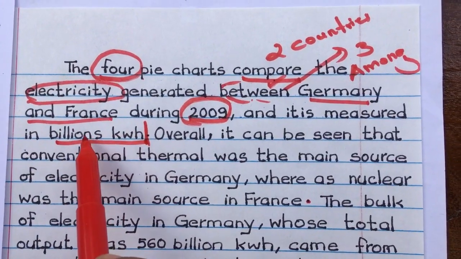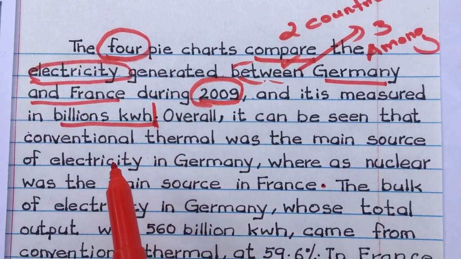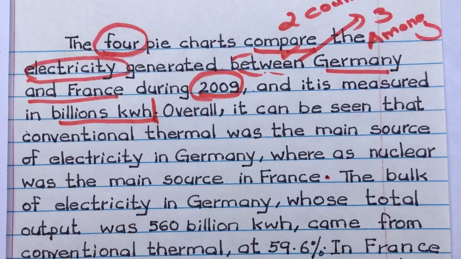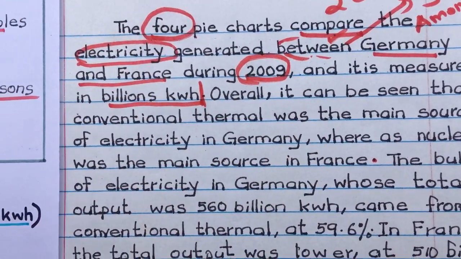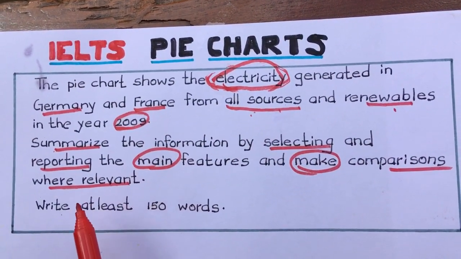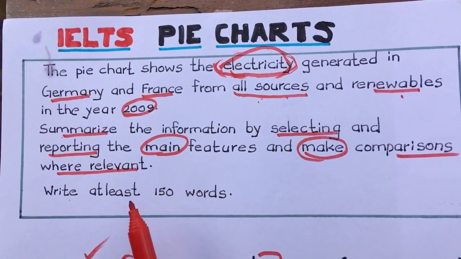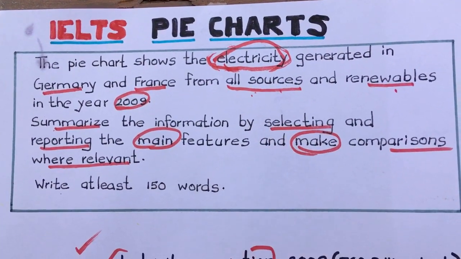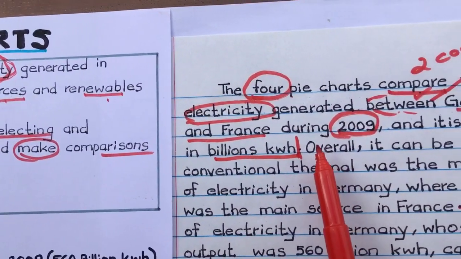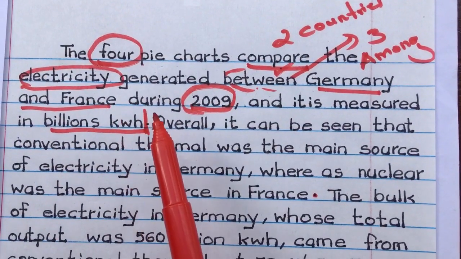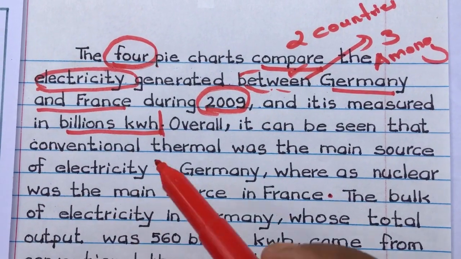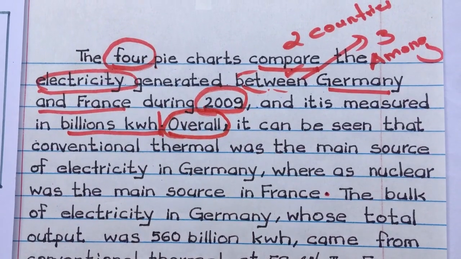Always I say that it is not mandatory. If units are given, you can write them. Okay, so this is your overall perspective of what your pie chart is about. So it literally says about your question also. It says about the electricity generated in Germany and France in 2009, and the measurement is in billion kilowatts. You got it? So it is mentioned in your question itself. So literally the question is translated somewhat in the form of the first sentence in your introduction. Okay, then we are going to talk about the overall trend.